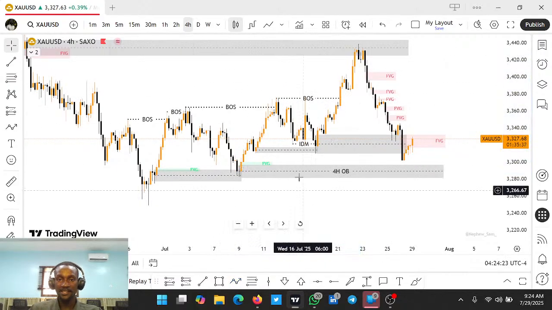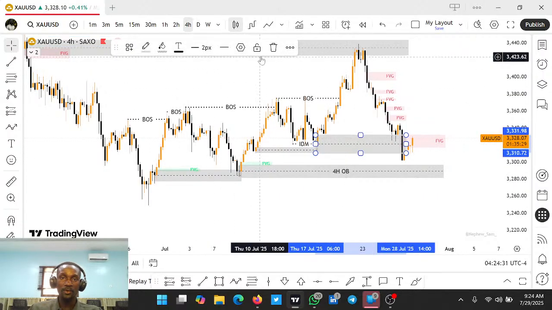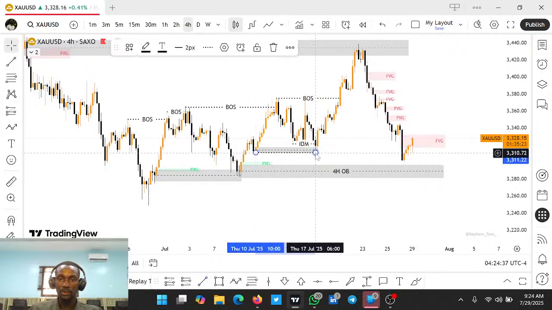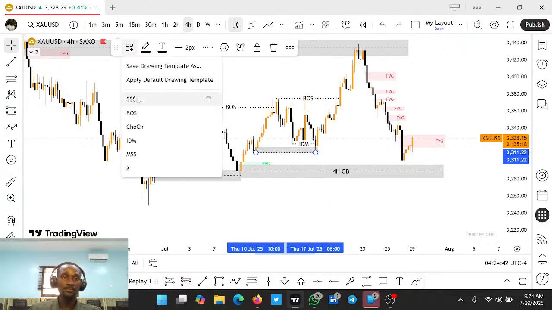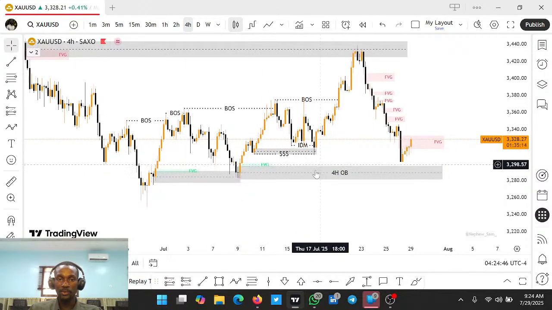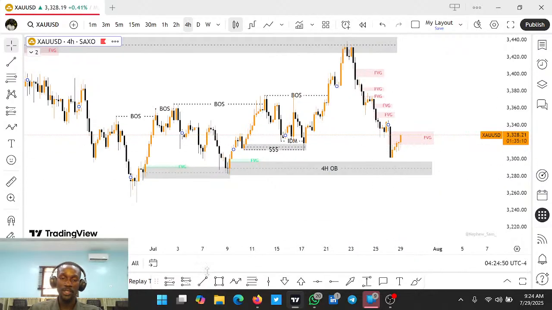But instead, price used this level as its PO high before reversing. And what will this level now be? It will now be a liquidity zone. A liquidity zone for this extreme order block. Now this zone will be a liquidity zone for this extreme order block.